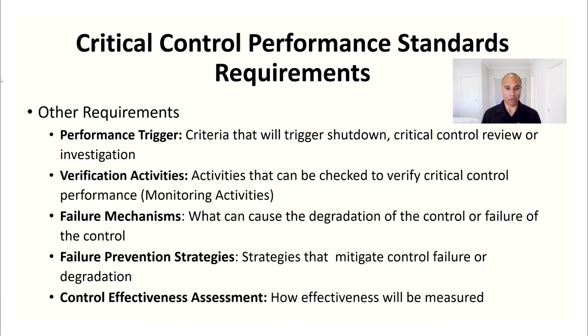Failure mechanisms and prevention strategies, again, not as often thought about. Could also be called erosion factors as opposed to failure mechanisms. So what are all the different ways that the critical control could fail or erode, and what do we need to put in place? So what are those prevention strategies to stop that from happening? And that's where your verification activities would also come in, because we're looking at those aspects as well.